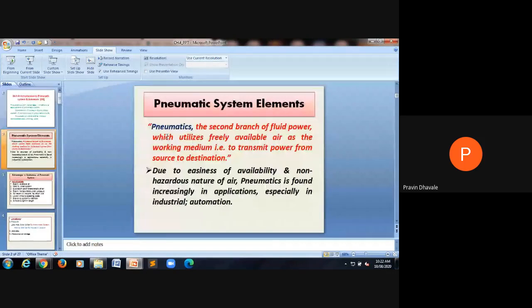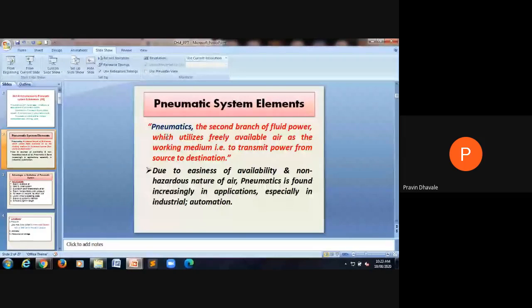Now, what is the source? It may be called compressors. Those are the input energy producing devices that transmit the power from the source. The input source may be a compressor in case of pneumatics, and a pump in case of hydraulics. And the destination is nothing but the actuators, where we convert the pressurized energy of the air into mechanical energy.